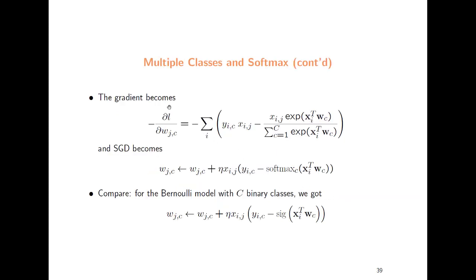And if you take the gradient, you end up with this product of the label and x_ij, so this only survives for the true class label for this data point, and then you get this expression, x_ij times the exponent of this input function here with the normalization. And this is the gradient. Stochastic gradient descent is then the old w plus eta times x_ij times y_ic minus, and this is again the softmax function over here. And compared to the Bernoulli case, the only change is that instead of the sigmoid here, we have the softmax.